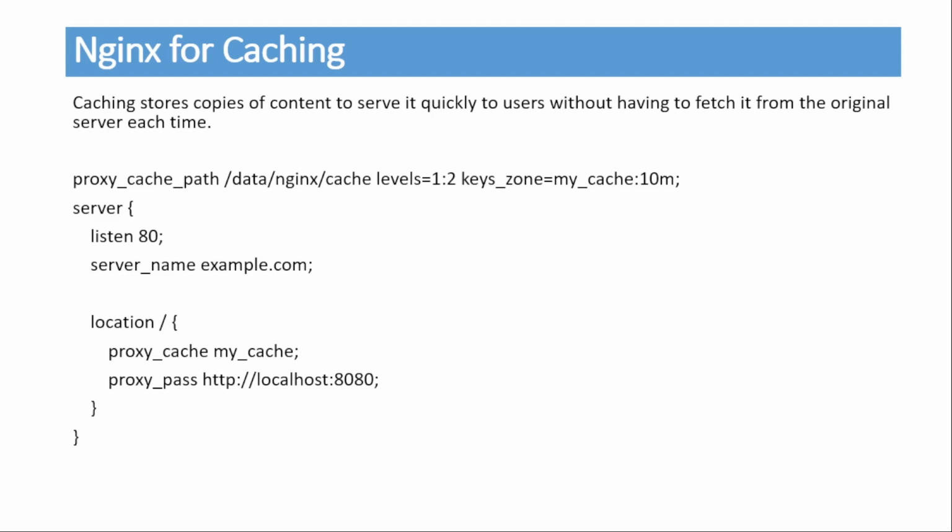Now, as you see, we have declared in the configuration proxy_cache_path, which is /data/nginx/cache, and the location block to enable the caching on the website.